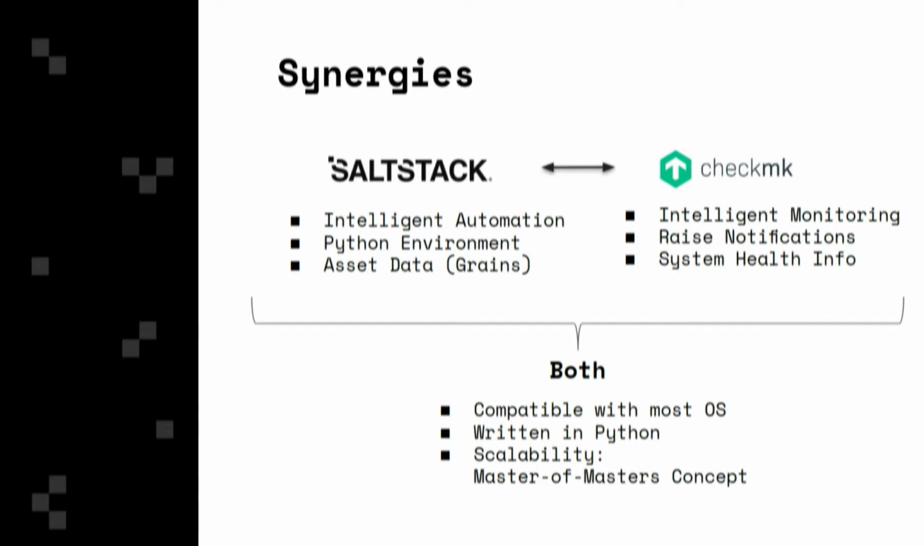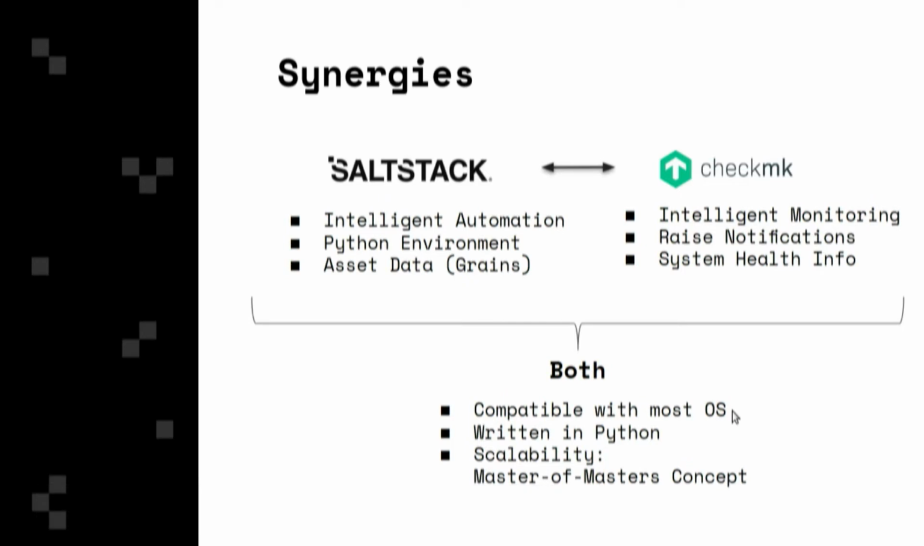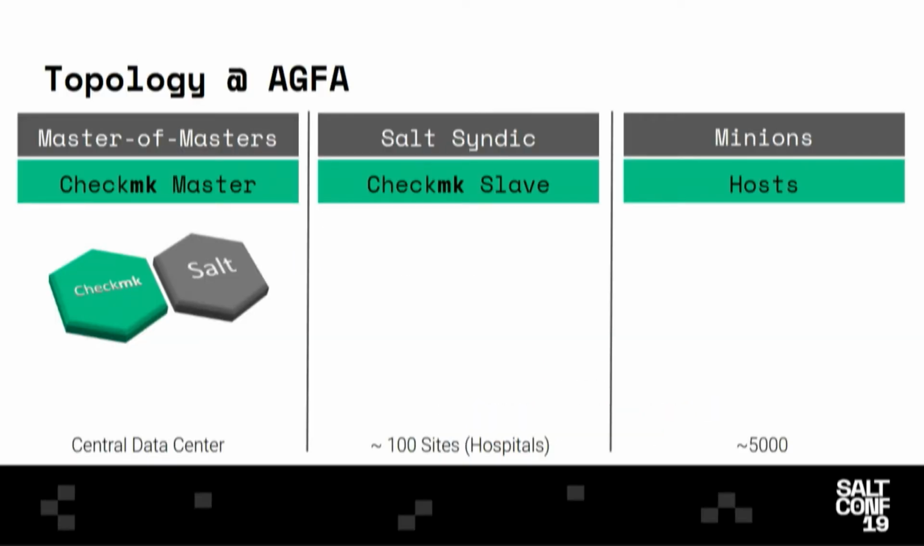And what also is pretty cool, Salt delivers us a lot of asset data beside the CMDB, and we can use this asset data in CheckMK to define rules. We will see that later on in the live demo. And an absolute must-have: both systems are supporting mostly all operating systems, so we can cover everything that we have in our portfolio. And both are supporting this master of masters concept. We will see that now.